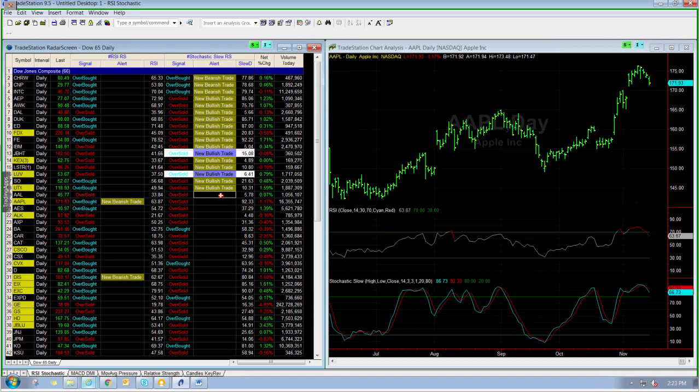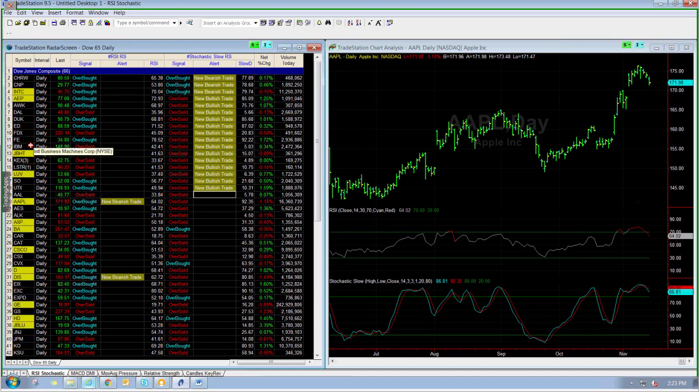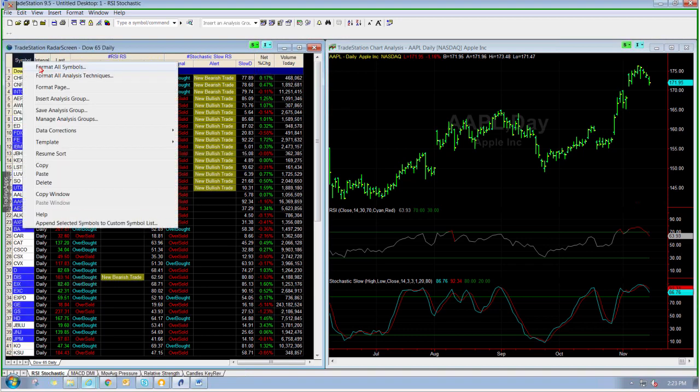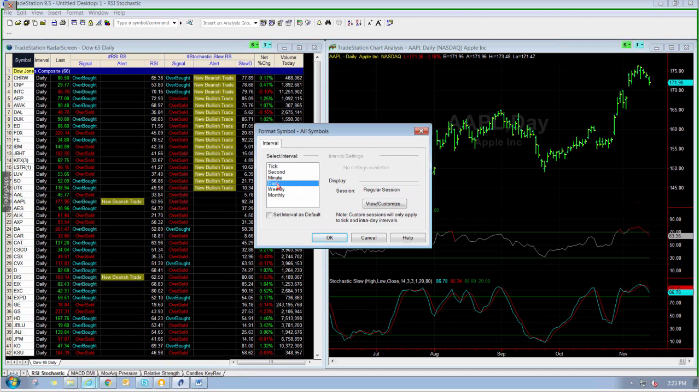You can use the same interval. Now, changing the interval in RadarScreen is also very easy. You'll notice that all of these symbols right now are daily, so we're looking at daily scans of RSI and stochastic. If I right-click on the column heading, I can say Format All Symbols, and this gives me the ability to change the interval.